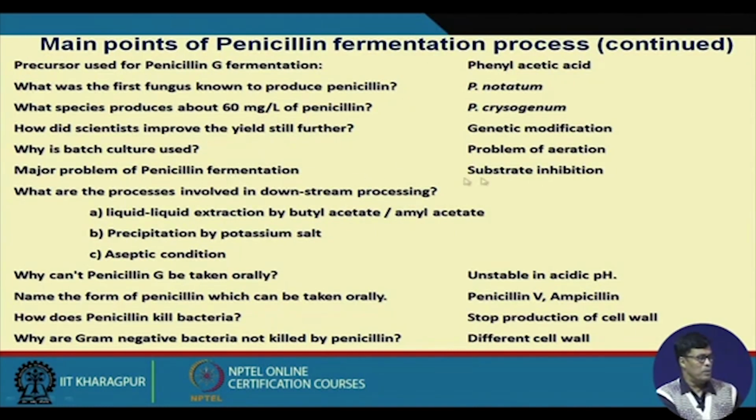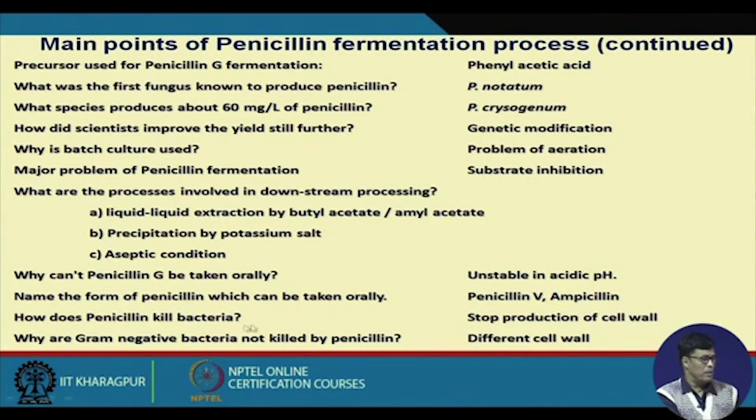The major problem of penicillin fermentation is substrate inhibition, and to take care of the substrate inhibition, we can go for the fed batch process. Then what is the major downstream processing that we have? Liquid extraction with butyl acetate or amyl acetate, precipitation of the potassium salt, and aseptic conditions. Why can penicillin G not be taken orally? Because it is unstable in acidic pH. Name the form of penicillin which can be taken orally: penicillin V or ampicillin.